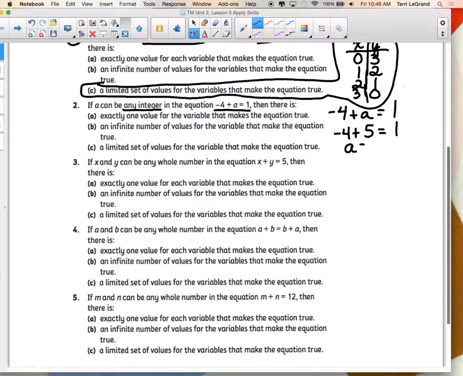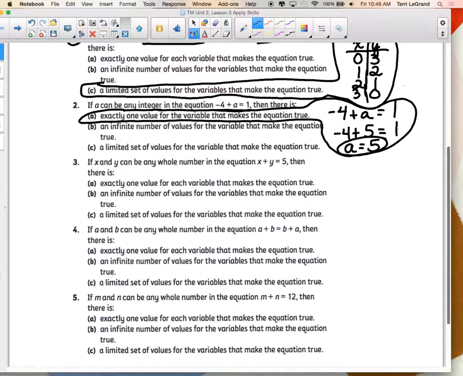Only 5. A can only equal 5, which means which multiple choice answer should we select? Exactly one value for the variable makes the equation true? Yes, exactly 1. We only found one value that made the equation true. Here it is. We only found the 1.